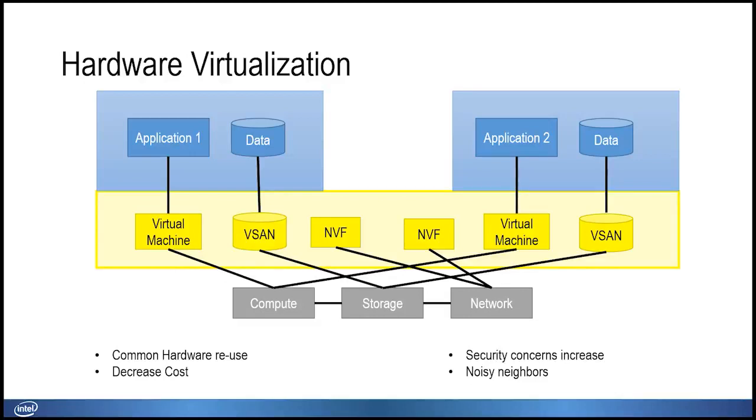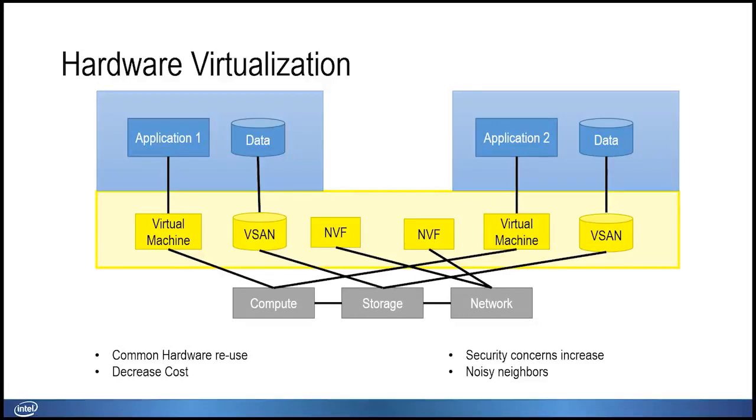Okay, so this decreases costs, increases hardware reuse, but now all of a sudden security becomes a little bit more of an issue because I have two applications running on the same hardware, and I also have an issue with something called noisy neighbor, where I can have one application actually affecting the performance of another application, whether it is chewing up all the I/O bandwidth, or maybe it's network or storage, whatever it might be.